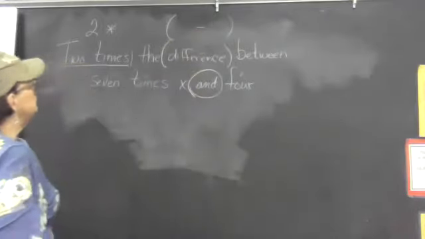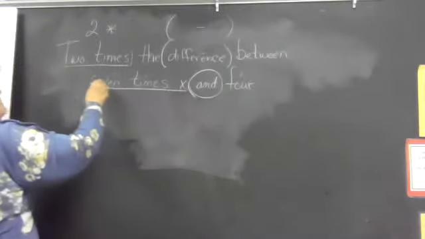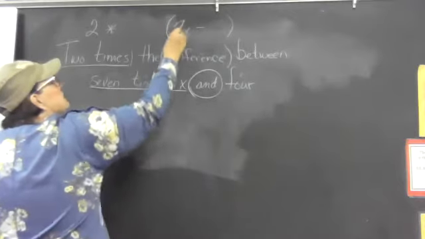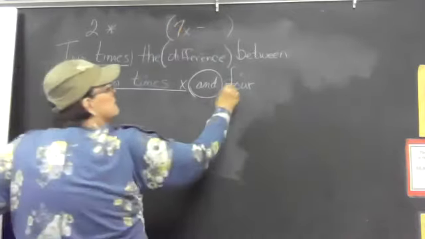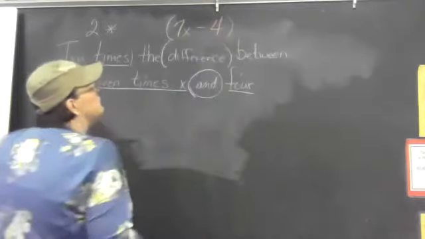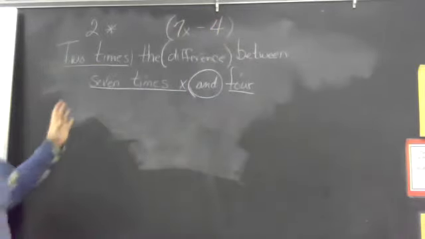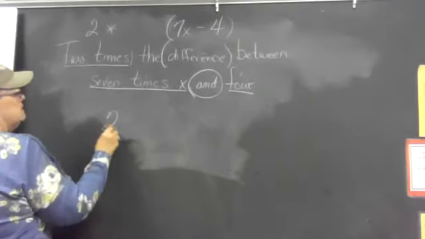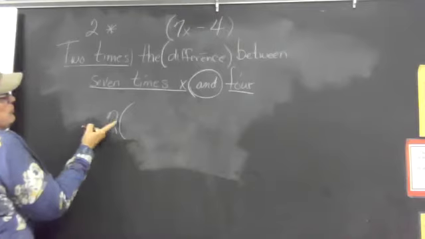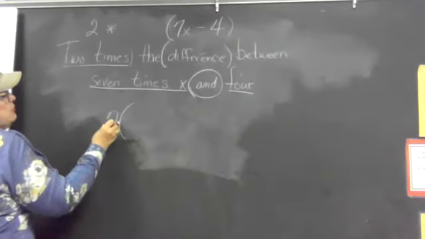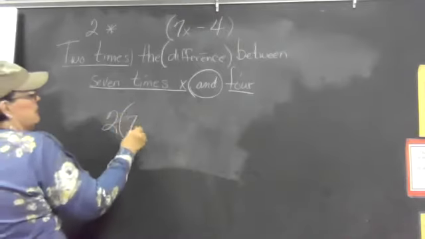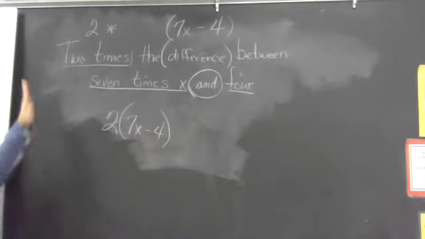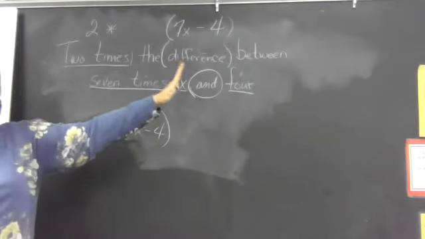Circle your and you'll see what goes in the front part. 7 times x, and 4 goes in the back. And since there are no switch phrases or anything, then our entire thing says 2 times, because remember, I can cram that together and I don't have to put the times there. 7x minus 4. There are no switch phrases, so we just wrote the stuff in the order that it's in.